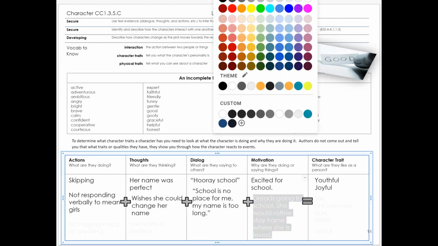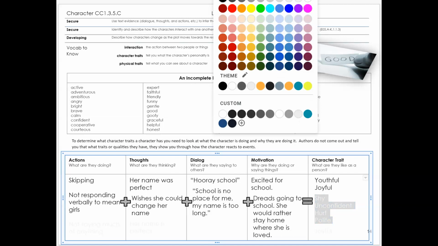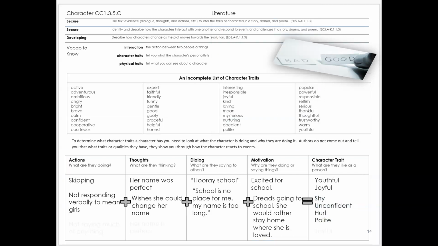is that at this point she dreads going to school. She'd rather stay home where she's loved. Her parents show her so much love, so she would rather be with them than be at school with these mean children. And so what this shows about her, it shows a couple of things. It shows that she's shy, she's unconfident, she's hurt by the mean girls, but she's also too polite. Rather than when they say something mean, for her to say something mean back, she just keeps that to herself rather than saying hateful things to them.